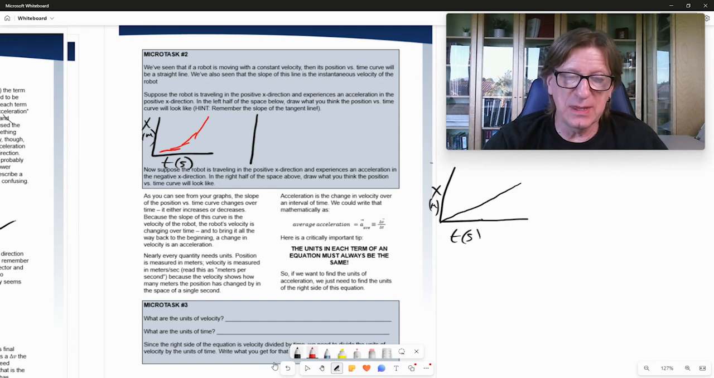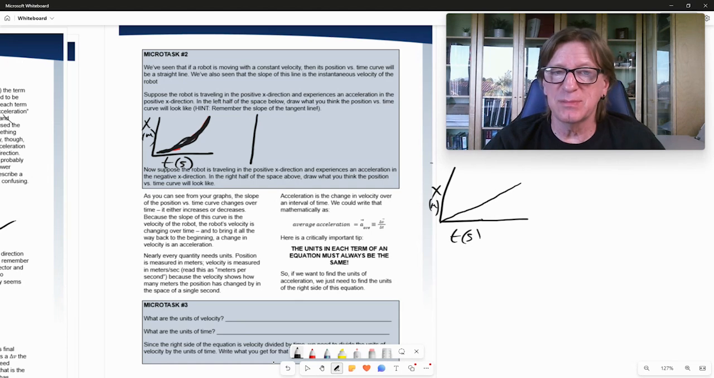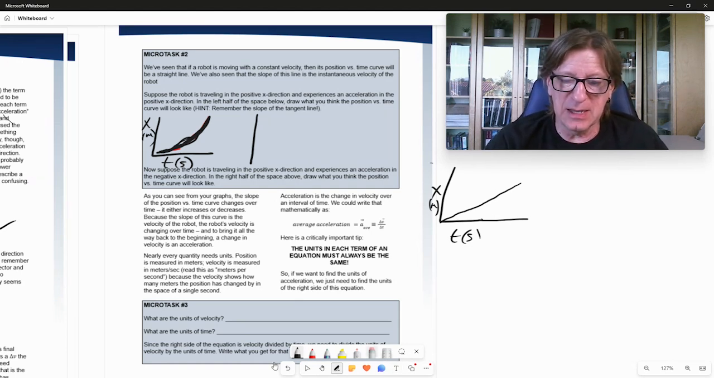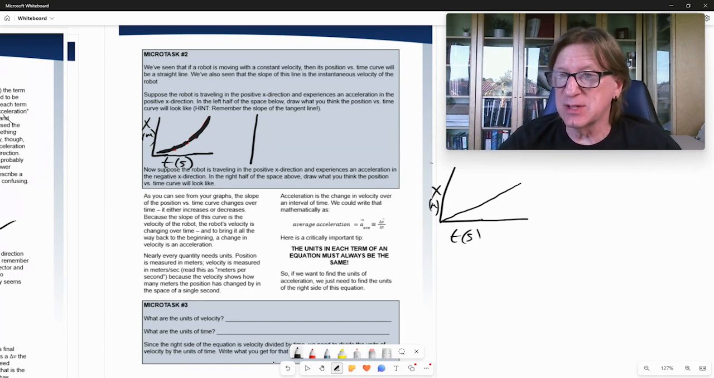And so if we connect our slope lines here, I'm going to get a curve that looks something like this. And this kind of curve on a position versus time graph is characteristic of an acceleration. Anytime you see that kind of curve in your position versus time graph, then you can see that the velocity is changing in time because the slope is changing. And so if I see that, then I have an acceleration.